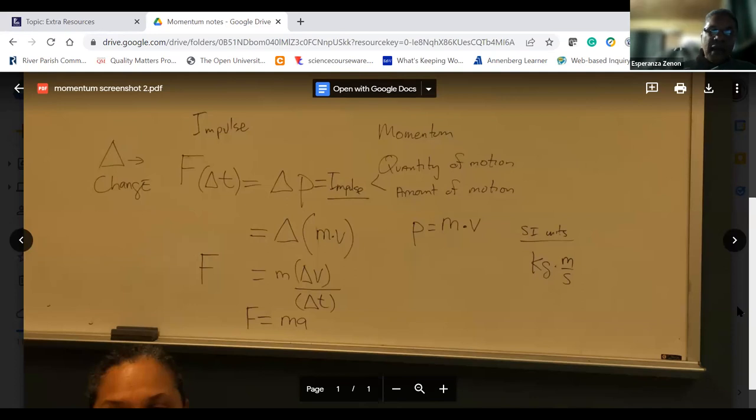So then I pull the M out, and I'm left with M times delta V, and then I divide both sides by delta T. So M times delta V over delta T. Delta V over delta T is the same thing as acceleration that we learned a long time ago. Change in velocity over change in time is acceleration. So in essence, that equation is equivalent to F equals MA. And then I also kind of reminded you that the units for momentum are kilogram meters per second, okay?